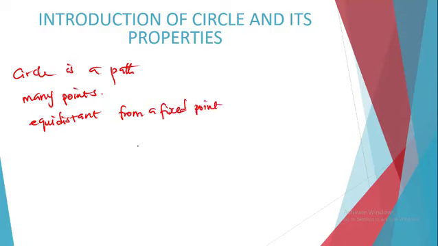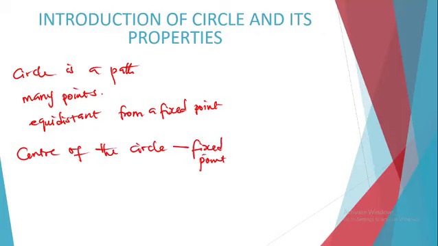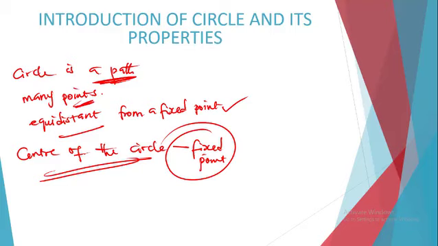I said it's a path traced out by many points which are equidistant from a fixed point. Now the fixed point is the center of the circle. Let us look at some terms we'll be using in this mensuration.